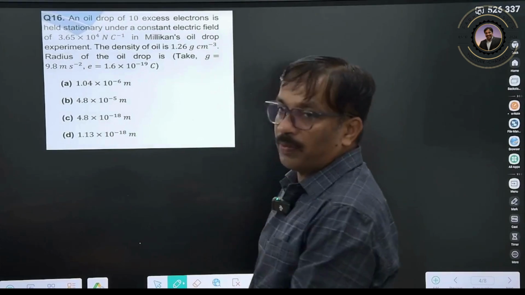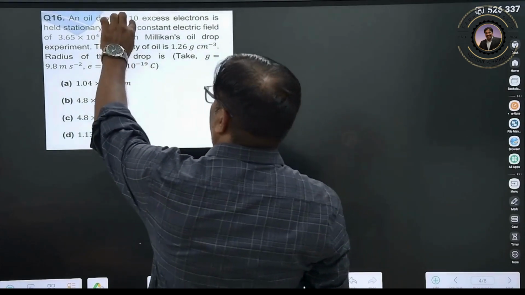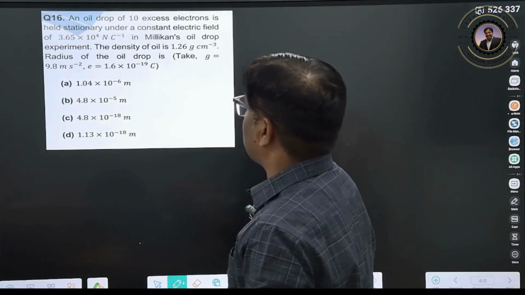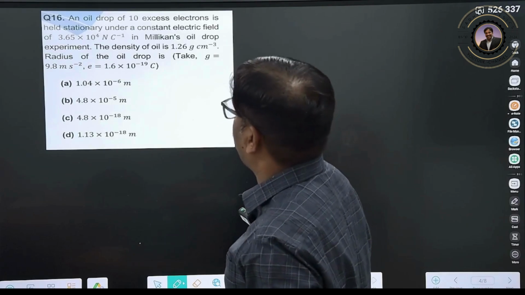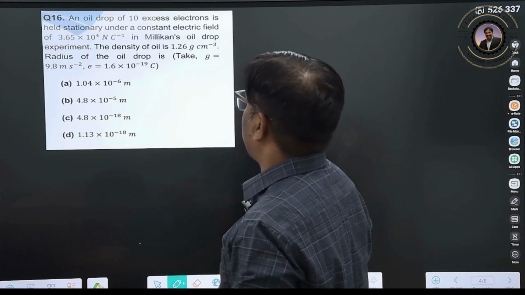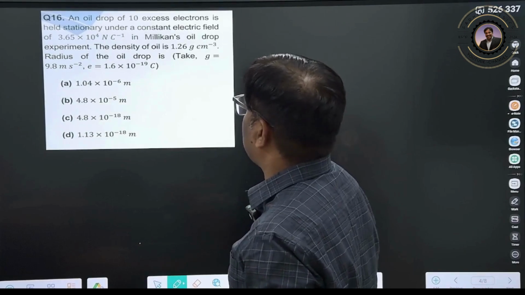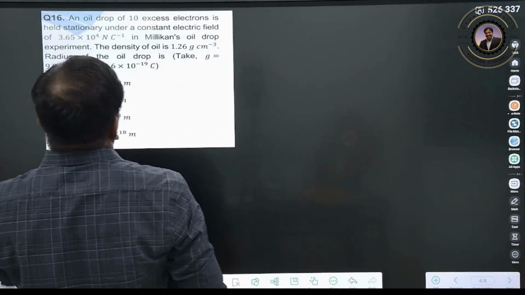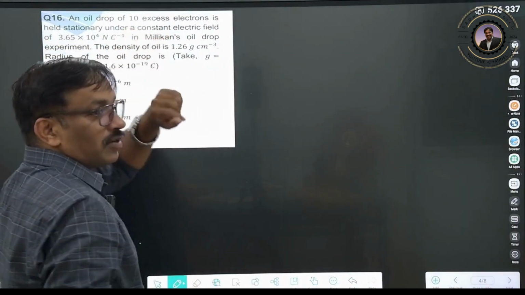Now there is an oil drop having 10 excess electrons, held stationary under a constant electric field in Millikan's oil drop experiment. The density of the oil is given, and we want to calculate the radius of the oil drop. So what is given? It has excess electrons. Excess electrons means what?